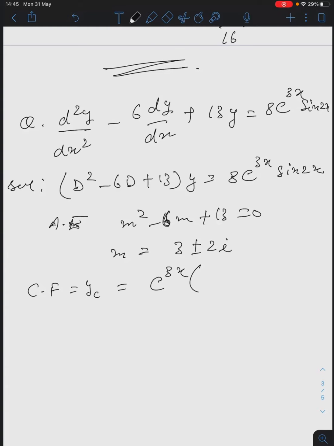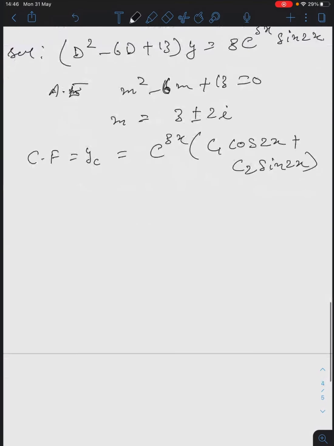Anyone else? What will be the complementary function for complex conjugate roots? e to the power 3x into c1 cos 2x plus c2 sin 2x. This is your complementary function.